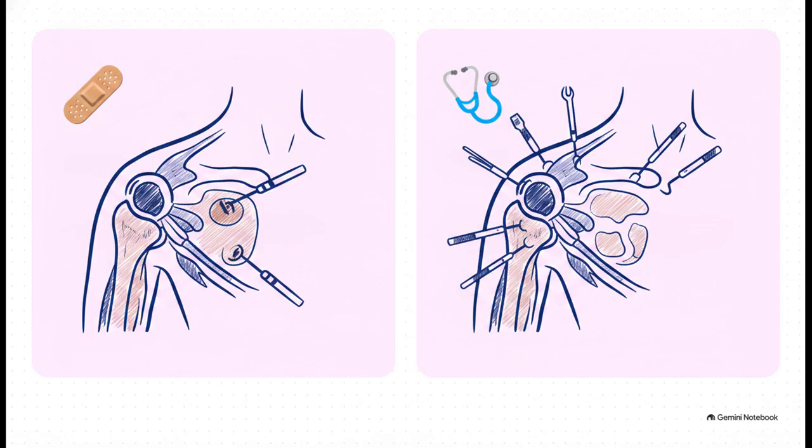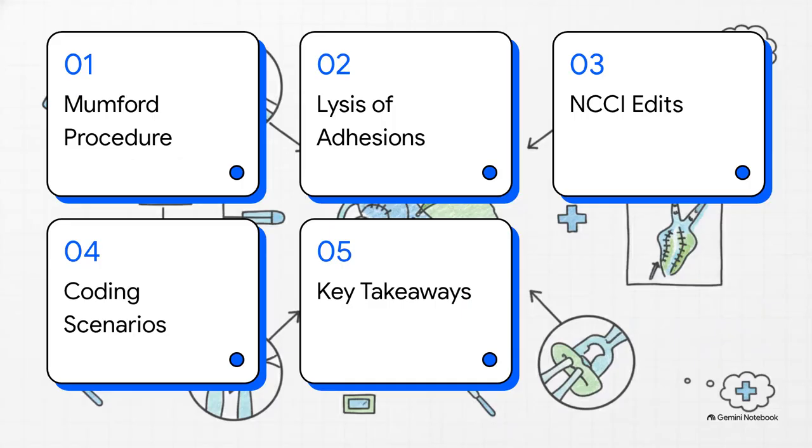All right, today we're setting a new mission, mastering acromioclavicular, or AC, joint pathology and adhesive capsulitis. Here's our roadmap for today's explainer. We're looking at the Mumford procedure, lysis of adhesions, adhesiolysis versus routine debridement, an interactive coding scenario, and then wrapping up with our key takeaways.